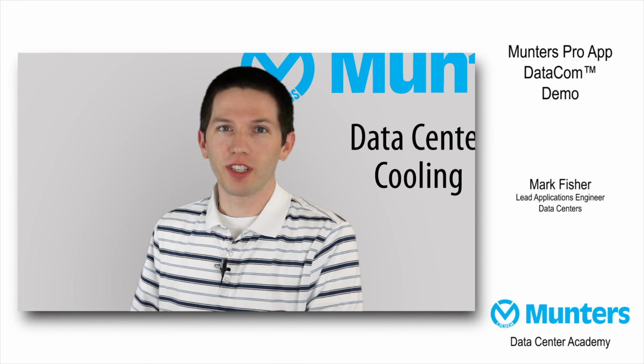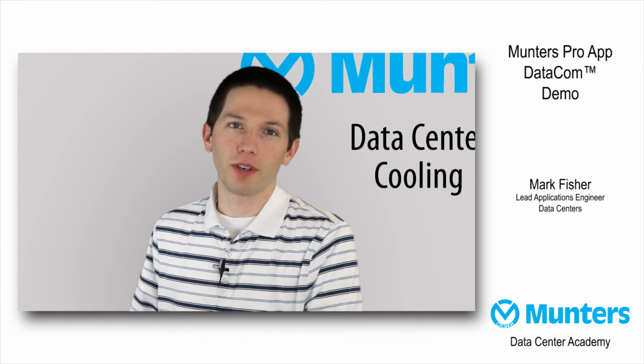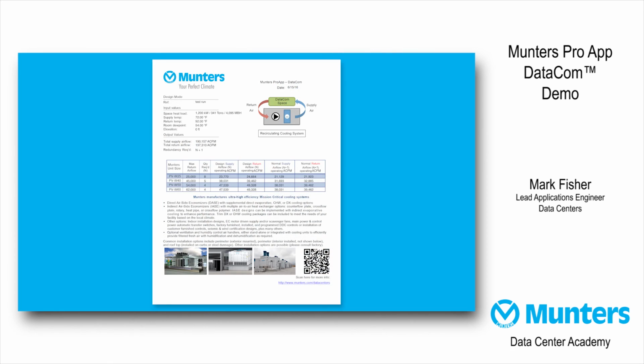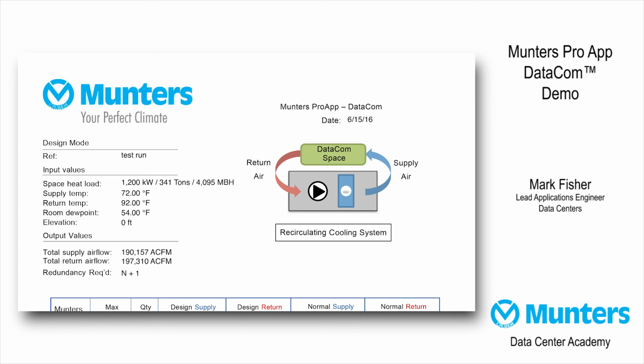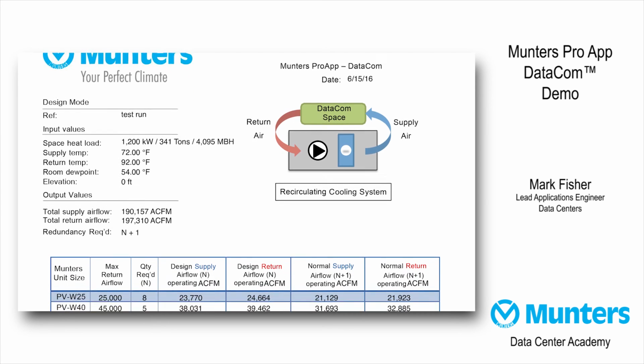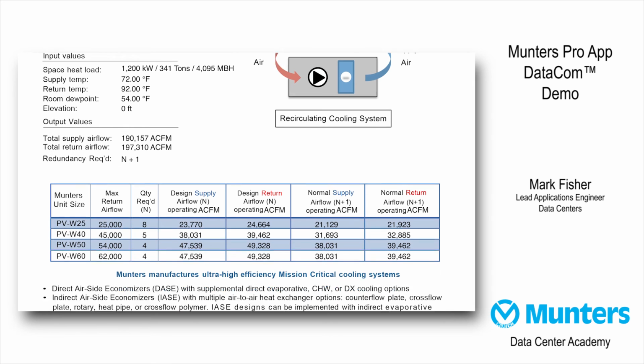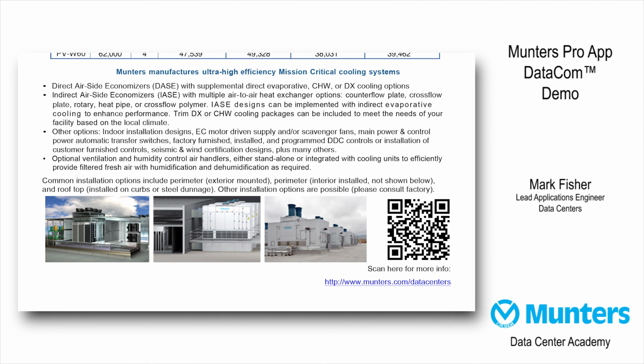And in the email you'll receive from the app, there's a PDF attachment with even more information on it. Towards the top is all of the inputs and outputs that you are already able to view in the app. Below there's a table with more detail on the airflow parameters of each of the Munters unit sizes. And below that section, more information on the different types of equipment that Munters offers, as well as options for that equipment.